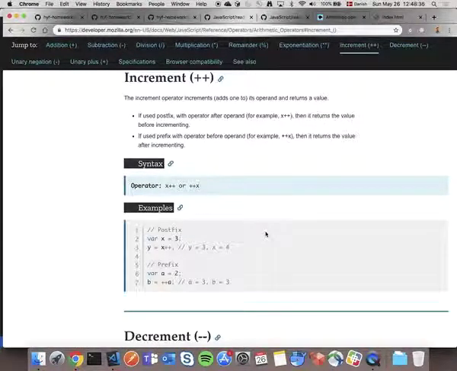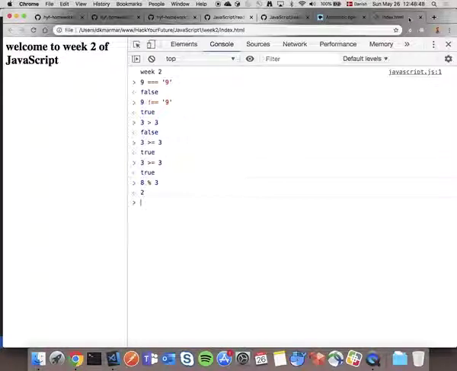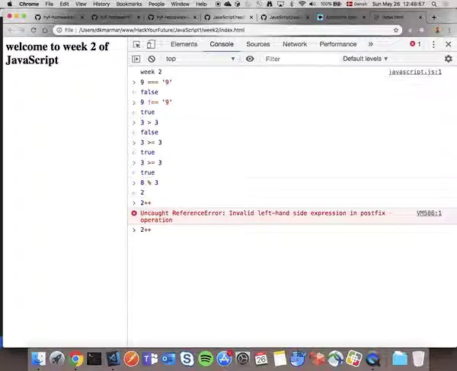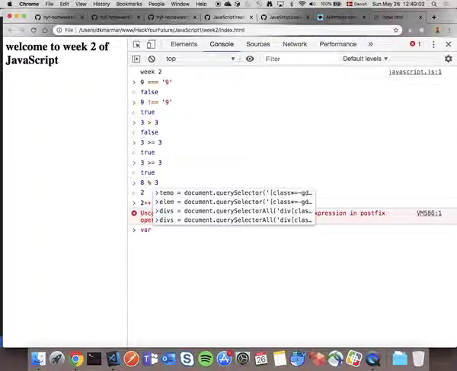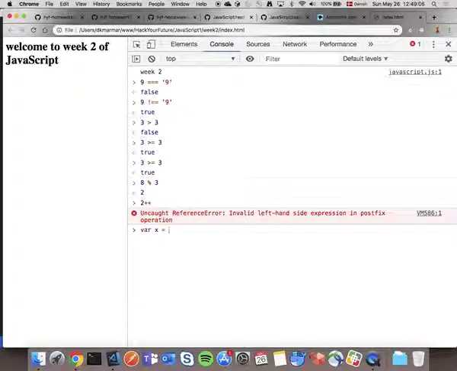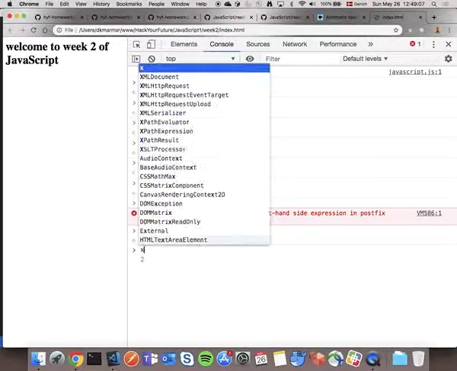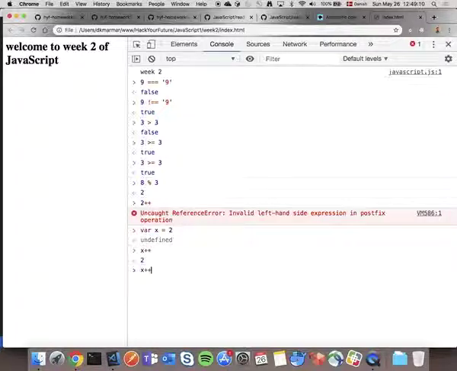One that is going to be very important in the future is the increment. That's plus plus, or minus minus, and it has nothing to do with C++, if you have ever heard about it. So, for instance, if we have 2 plus plus, this gives us nothing. Oh yeah, I need to assign this to something. If I do x equals 2, now x plus plus.